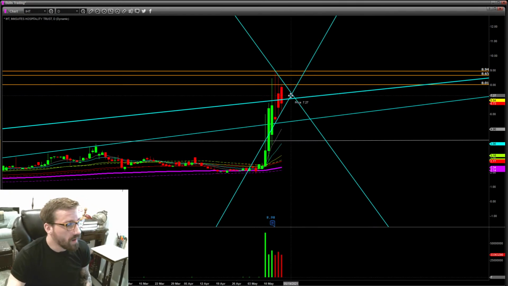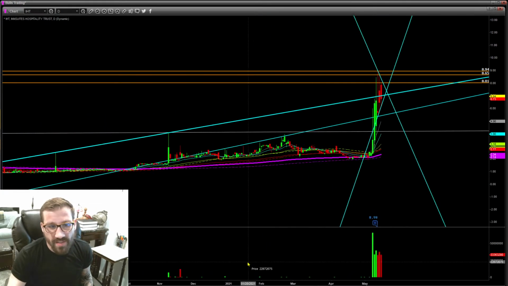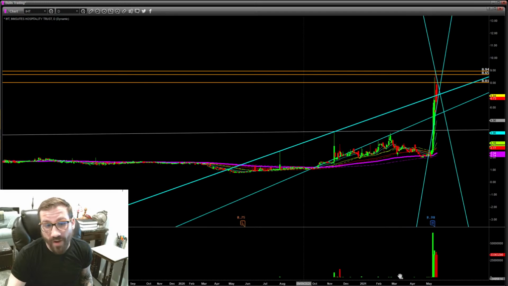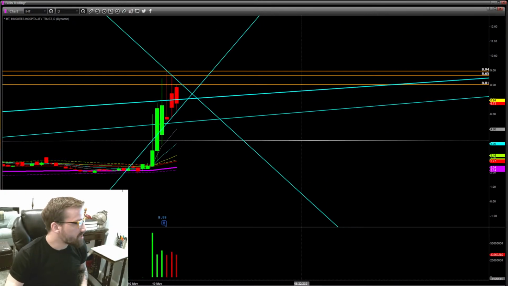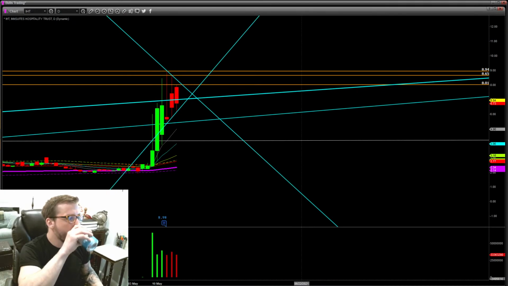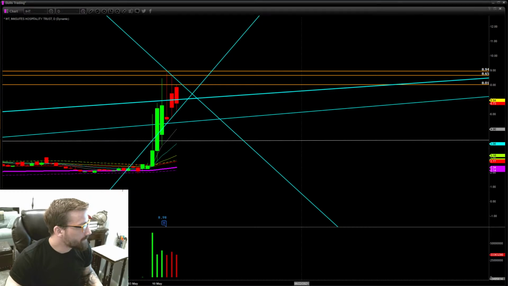12.50, 15. At that point, you're going to have to read the level 2, and you're going to have to understand who's buying, who's selling at that point, and where the volume's coming from. But I really, really like this stock over 850. I think it could be a phenomenal play. So, any more questions on IHT? All right, so we'll move on to the next one.